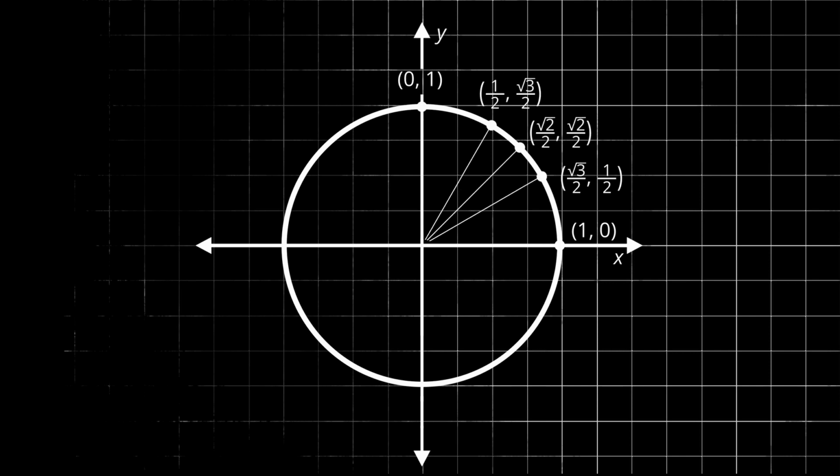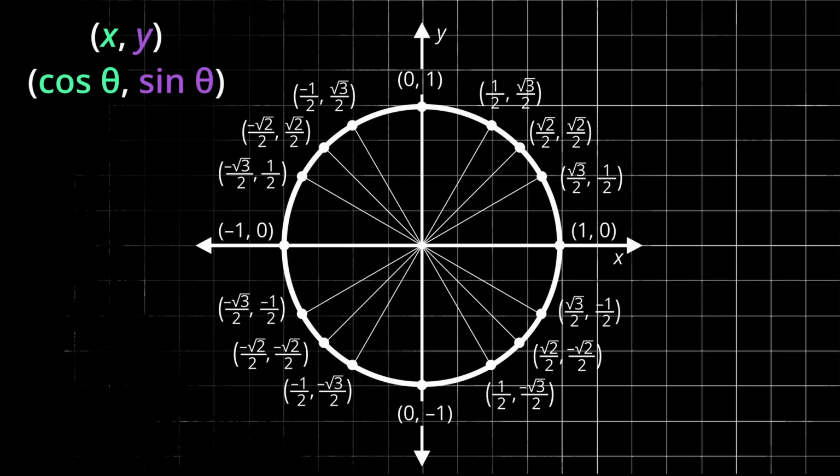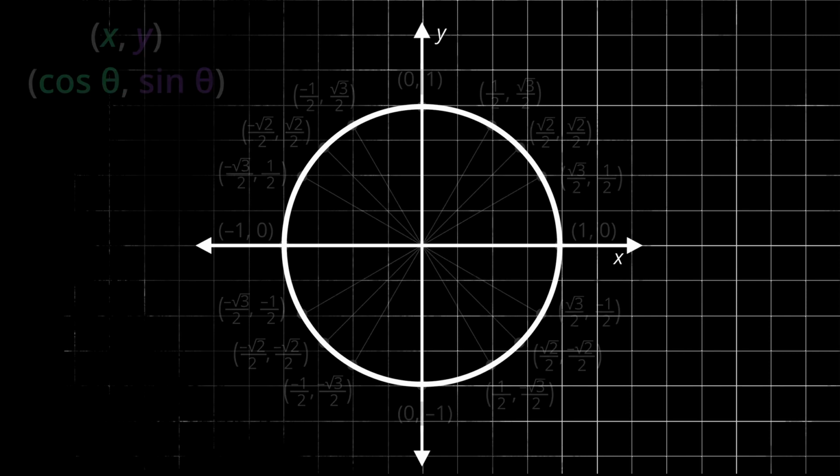But the special and useful thing about this circle is that if you look at the coordinates along the circumference, the x-coordinates are cosine values of the angle that is created by connecting that point to the center, and the y-coordinates are the sine values. Let me show you an example.